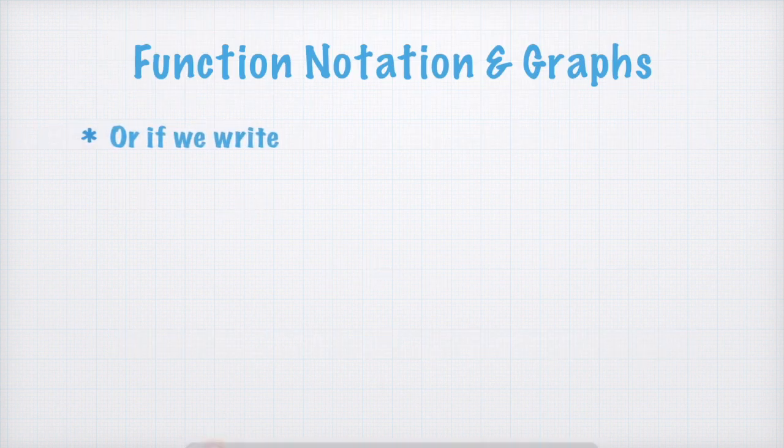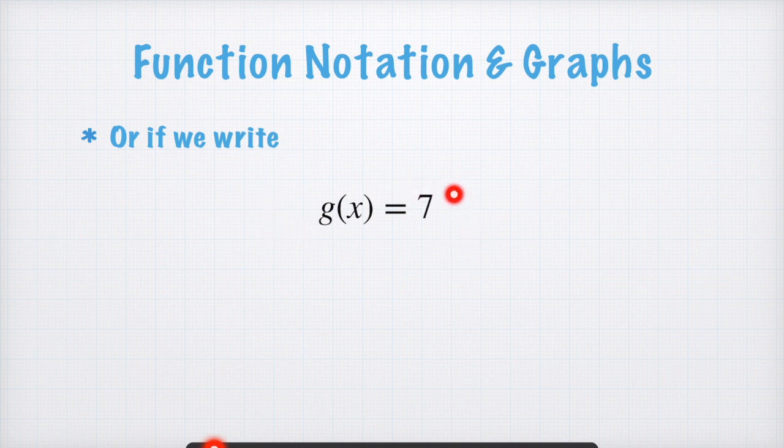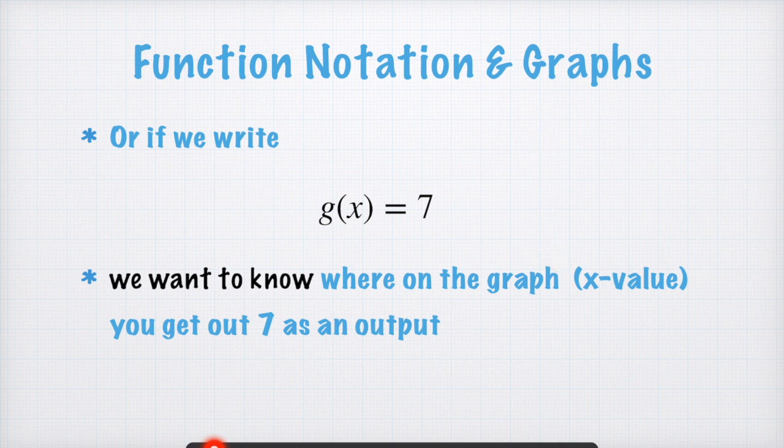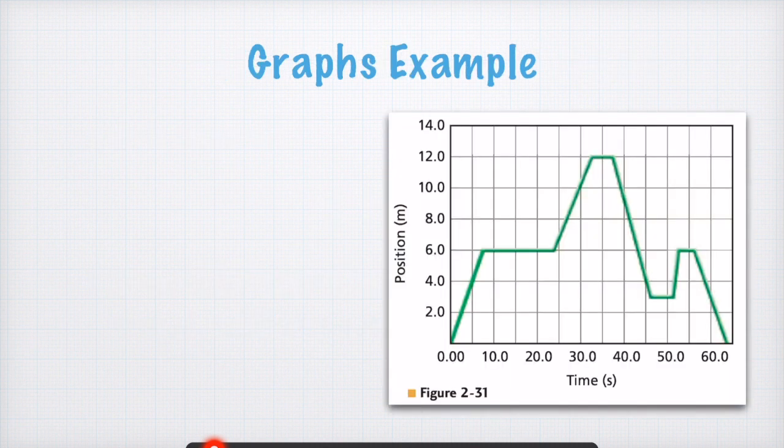The other thing is if we write something like g of x is equal to 7, we're asking what is the value of x when the graph is equal to 7. And so we just go and find where on our y-axis, our vertical axis, the value is equal to 7, and figure out what x value coordinates with that.